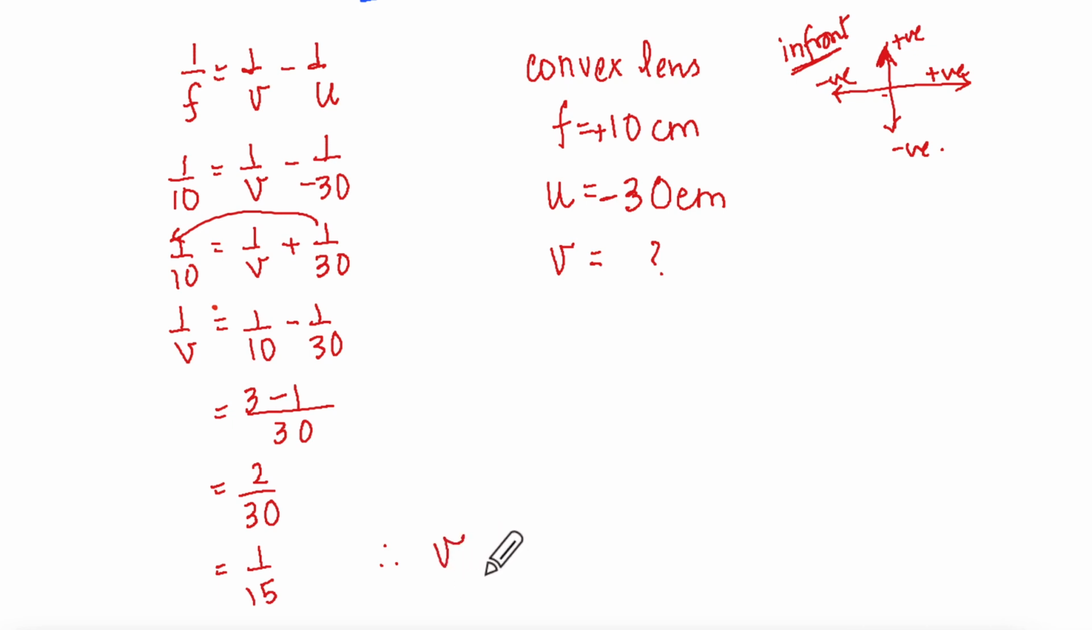Therefore, the image distance is 15 centimeter and it is positive, which means the image is going to be this side, means it's going to be real image. If it is real, it will also be inverted image. Okay, so did we understand how to use the lens formula using the sign convention?